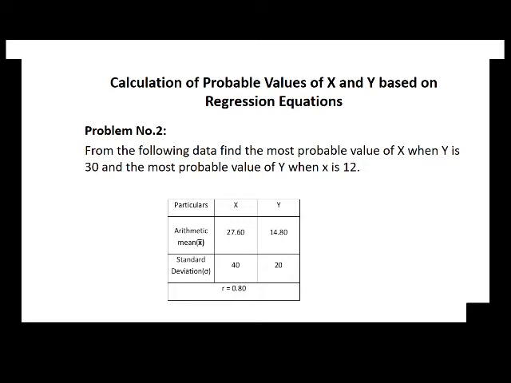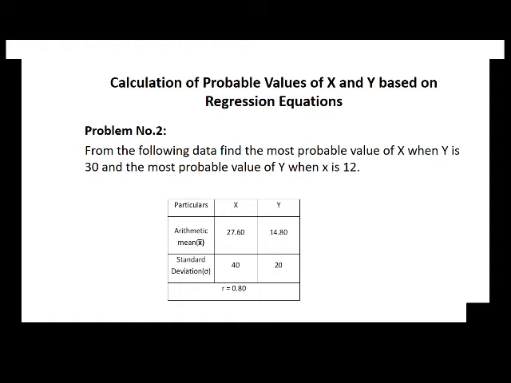The given information is: arithmetic mean for x is 27.60. The arithmetic mean of y is given as 14.80. Next, the standard deviation of the x series is 40. Likewise, the standard deviation of the y series is 20. So the correlation is equal to 0.80. This is the problem.